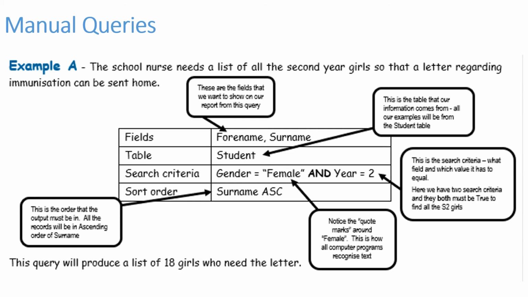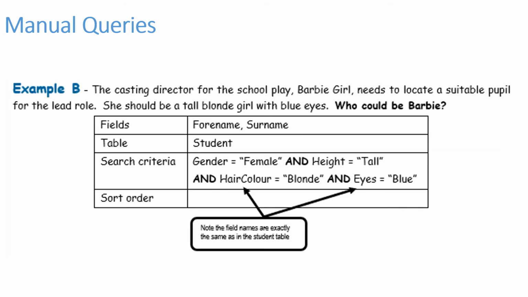Okay, so if we have another look at a different manual query, here's example B. Now also I've put these queries into the theory task sheet that I've given you because I know that the text might appear a little blurry in the video, so it's all there for you to read as well. So example B, the casting director for the school play Barbie Girl needs to locate a suitable pupil for the lead role. She should be a tall blonde girl with blue eyes. Now I know it says who could be Barbie here. That's not me asking you to then look at all 76 records. This is just the search that we would perform in order to pull out the correct or most suitable records.